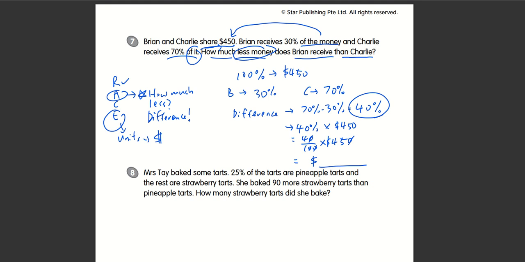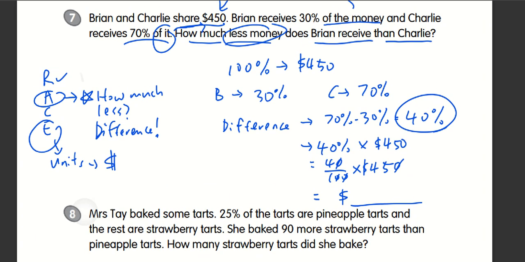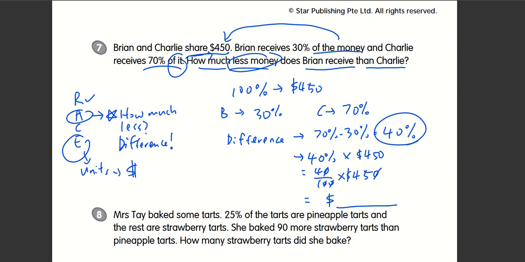Okay, so please do up your long multiplication of 45 times 4, and you should be able to get the answer. Don't forget the units. Brian should be receiving an amount of money that's lesser than Charlie.